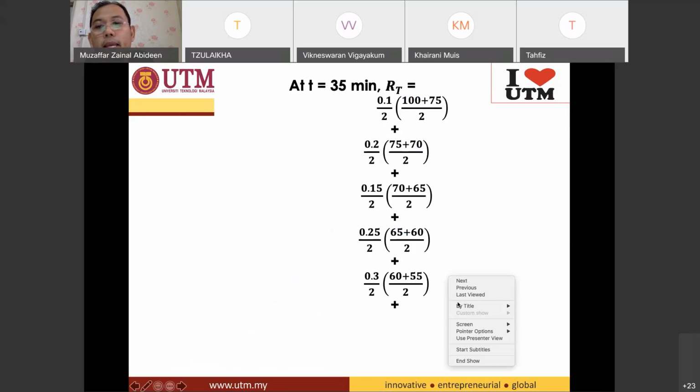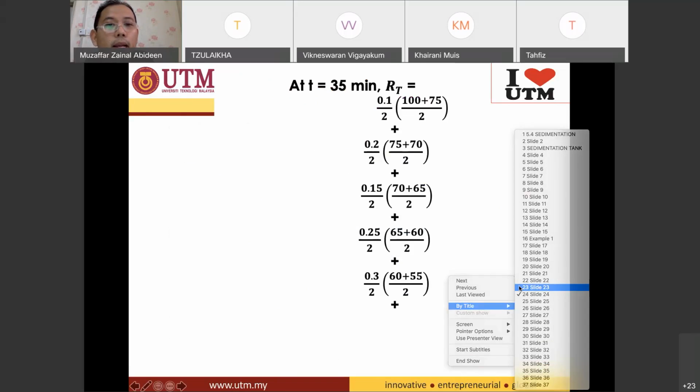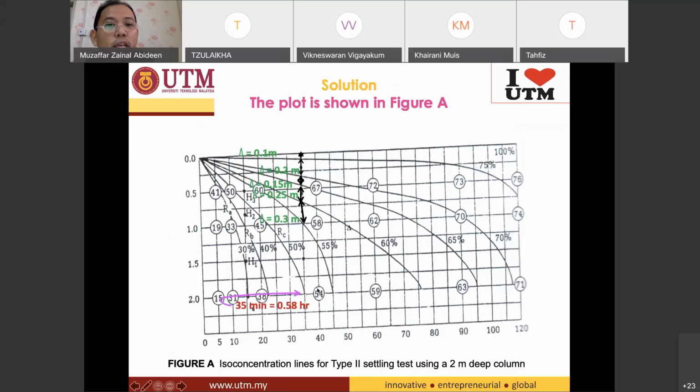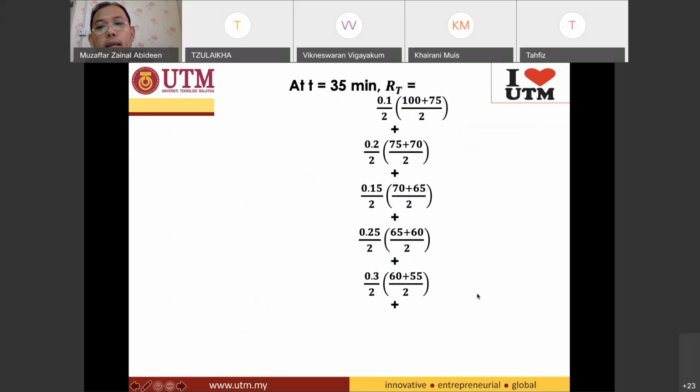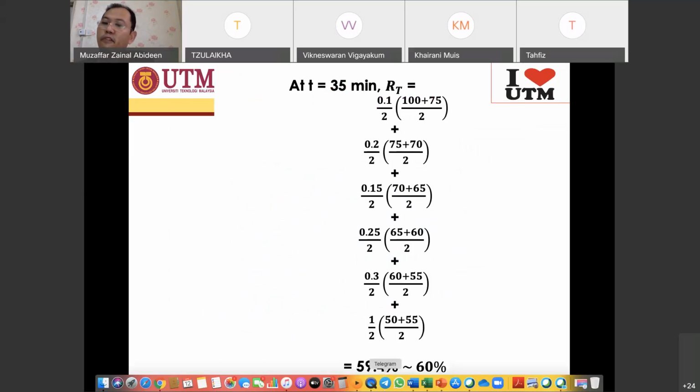Alhamdulillah, it's going to be our last delta H. That height is 1 meter divided by 2, and this line corresponds to the 55% line and this one is the 50% line. We eventually obtain the RT removal to be 59.4, or 60. It is on page 58 of your book.